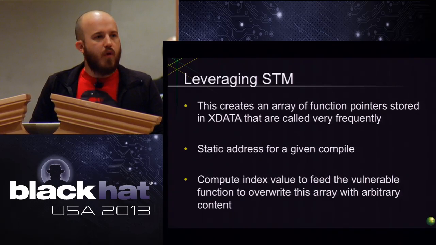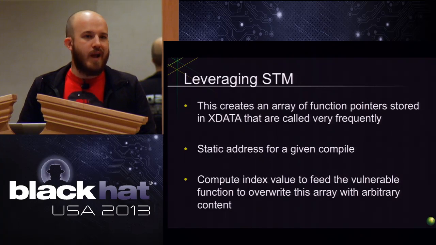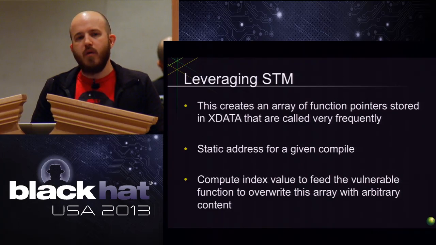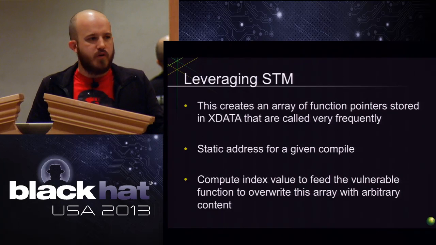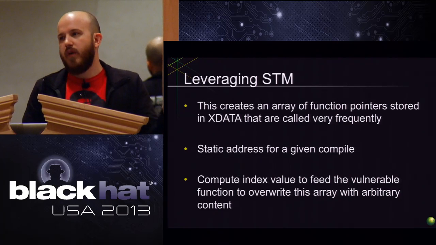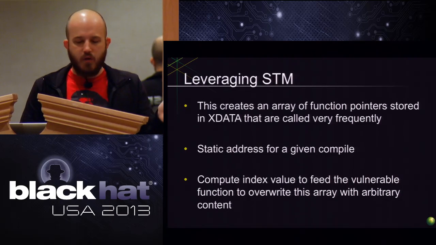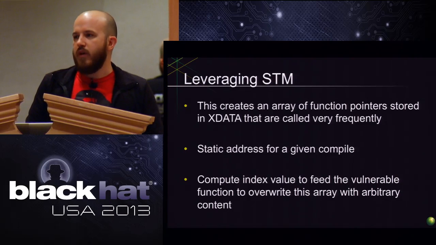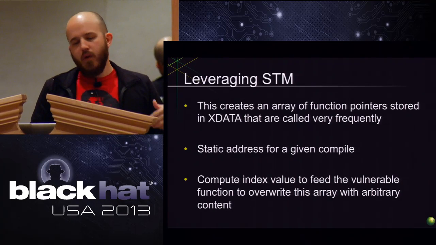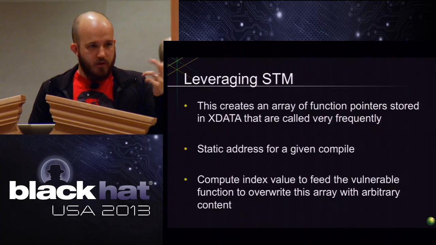All of the locations where the stuff is going to be stored are static for a given piece of compile. So once you locate where that array is stored, it's going to be the same for every single version, or every iteration of that version, right? That means all the meters are going to be the same. That array is going to be stored at the same place on all of them. You just have to compute the index to feed into your bug that we talked about earlier, and then it will allow you to make modifications to that location.